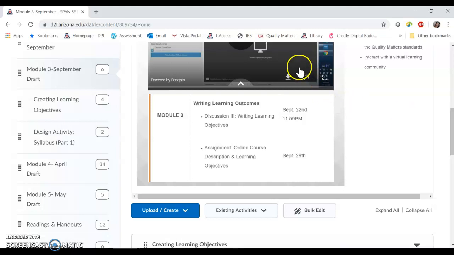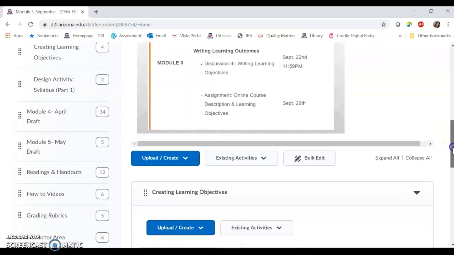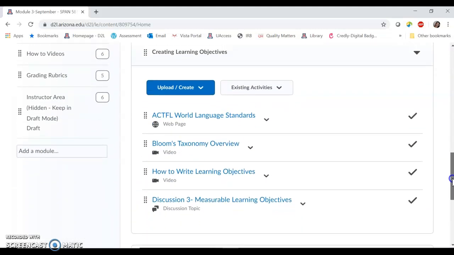You see here, as noted in our important due dates, this first portion is due on September 22nd, and then you're going to turn in the first page of the syllabus that you create on September 29th. That's approximately 2 weeks from today, which is the 16th. So let's go down to creating learning objectives.